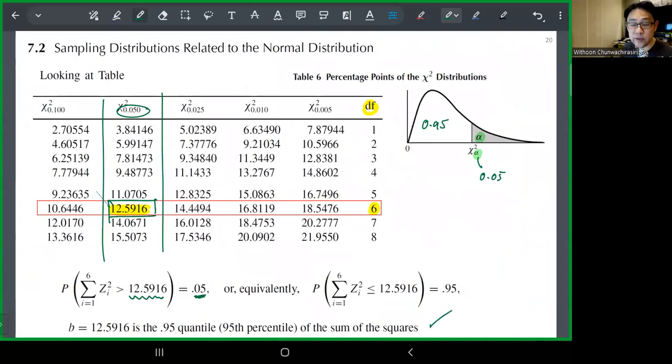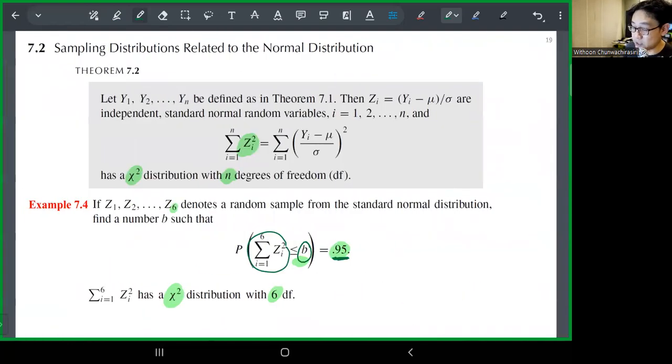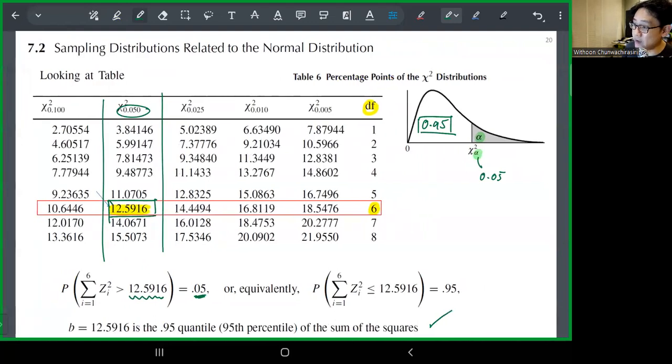Done. Speaking in terms of quantile or percentile, you can see that B equal to 12.59 is the 95th percentile, or the 0.95 quantile if you want to speak between 0 and 1. But don't worry about the terminology over here. I think you understand in terms of probability, and that's already good. Once you know how to identify that the area this inequality is talking about is the white one, 0.95, and that this table refers to alpha as the shaded area on the right, I think you're good.